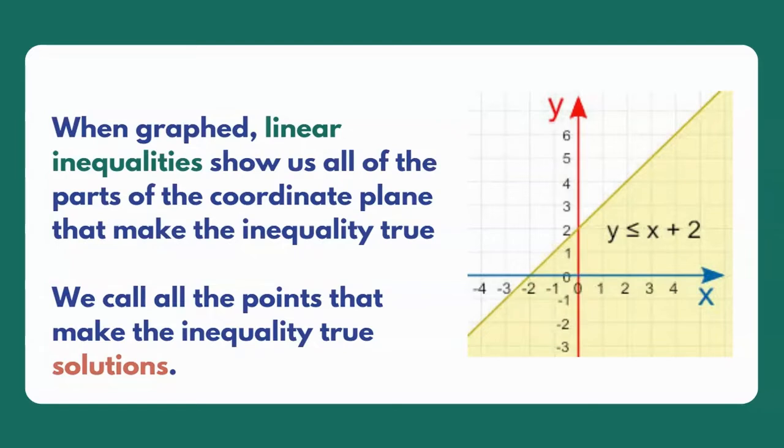So when a linear inequality is graphed, it shows us all of the parts of the coordinate plane that make that inequality true. And we call all of these points that make the inequality true solutions. So if you look at the graph on the right, everything that falls into that orange shaded region is a solution to this inequality, because if I were to pick any of those points and plug in my x and my y value into this inequality, y is less than or equal to x plus 2, any one of those points in the shaded region would give me a true inequality statement. Or in other words, both sides of the inequality statement would be true.